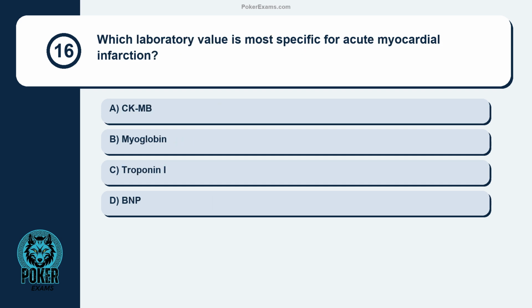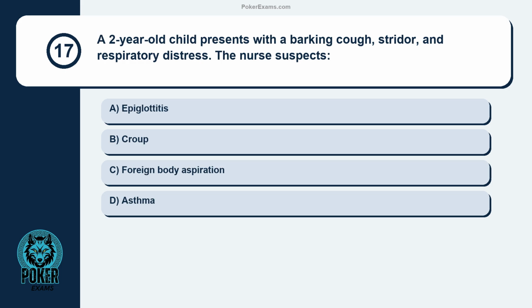Question 16. Which laboratory value is most specific for acute myocardial infarction? CK-MB, myoglobin, troponin I, BNP. Question 17. A 2-year-old child presents with a barking cough, stridor, and respiratory distress. The nurse suspects epiglottitis, croup, foreign body aspiration, asthma.